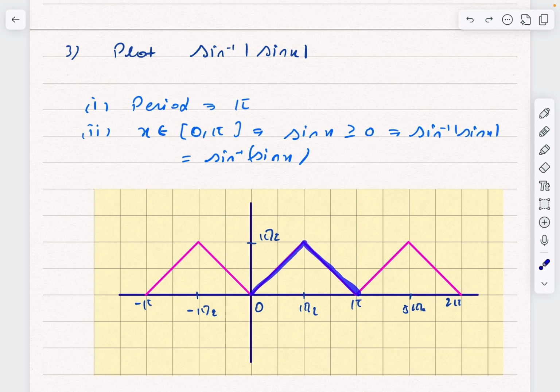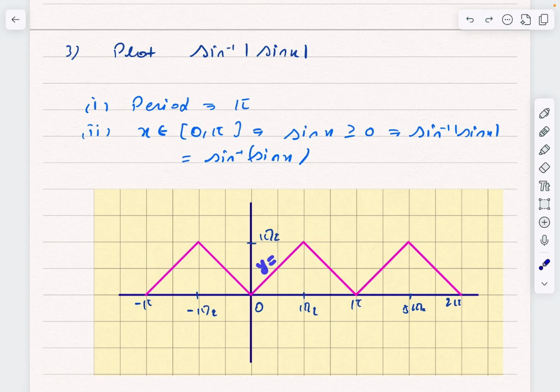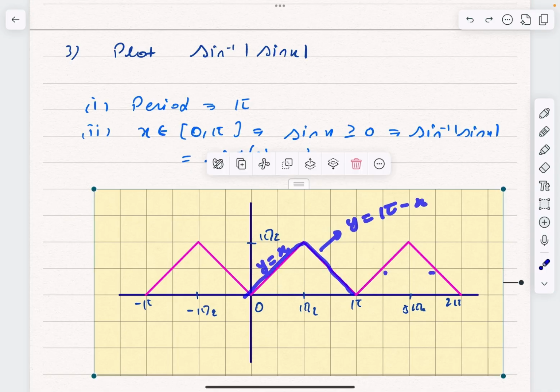So if this is the graph between 0 and pi, the same thing will repeat everywhere because the period is pi. That is all. This line you can check is y equal to x. This line you can check from the graph will be y equal to pi minus x. Then whatever triangle you get here, the same triangles will be everywhere.